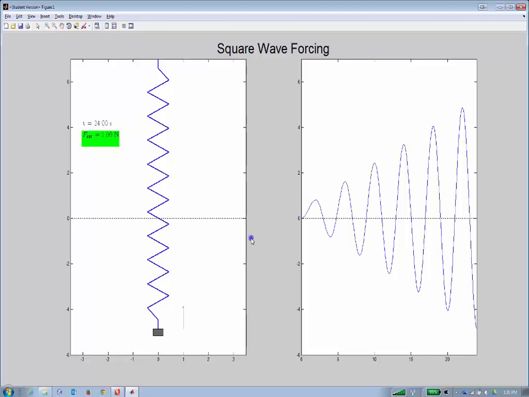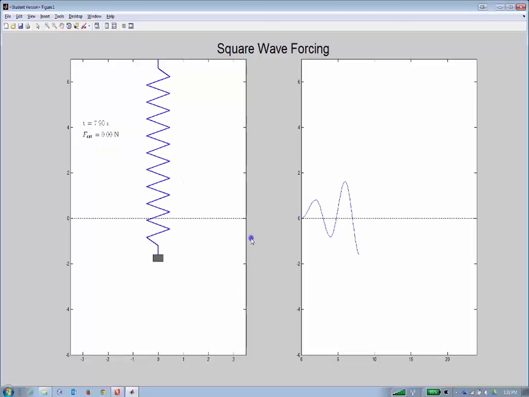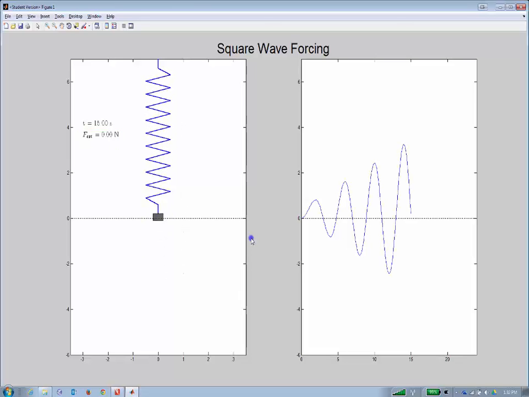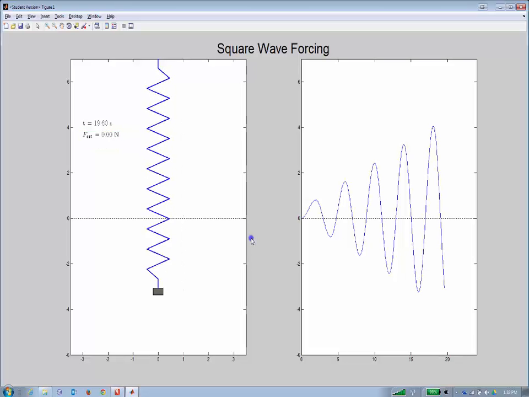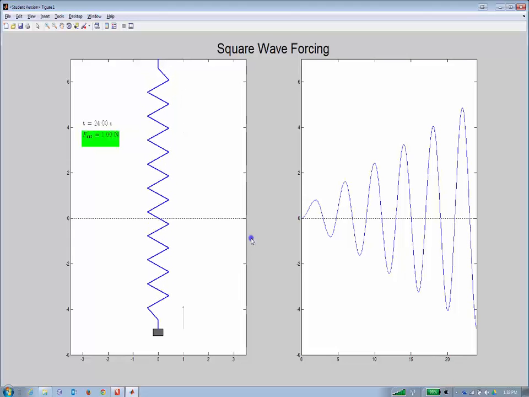Let's play that one more time before we move to a different forcing function. Force is on, and then it relaxes. Force is on, and then it relaxes, on, and so forth. And that shows how very quickly we could end up in trouble with the physical system. If this mass went one more cycle, it would run straight into its support.